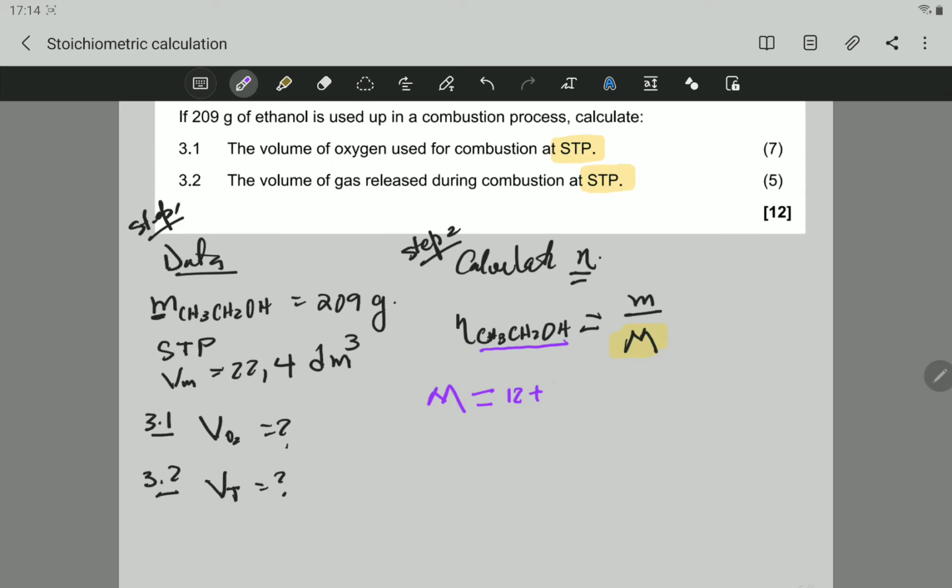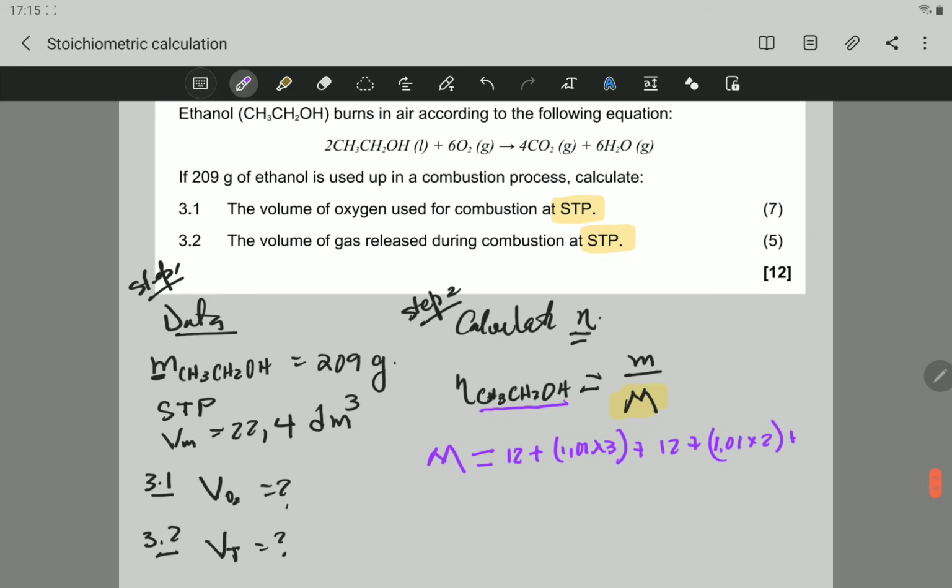I'm going to keep writing that one. 1,01 times 3 plus another 12 for carbon plus 1,01 times 2 plus 16, this is an O, don't confuse, plus H, which is 1,01. All right? So that is how to calculate the molar mass of ethanol. Okay? So the calculation, I've done the calculation already. Let's use the calculator. Okay? So it's 12 times, let's just do the calculation.